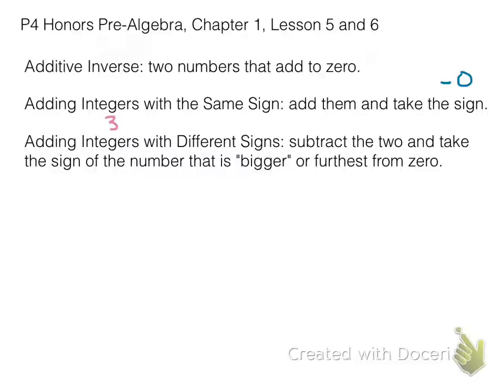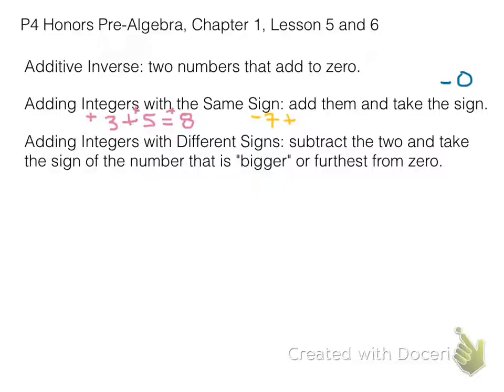So yeah, alright, let's talk about adding integers with the same sign. So if we have 3 plus 5, and we add them together, we're just going to get 8, because if we add two positive numbers, we're only going to get a number that is more positive. 8 is more positive than 5 and 3.